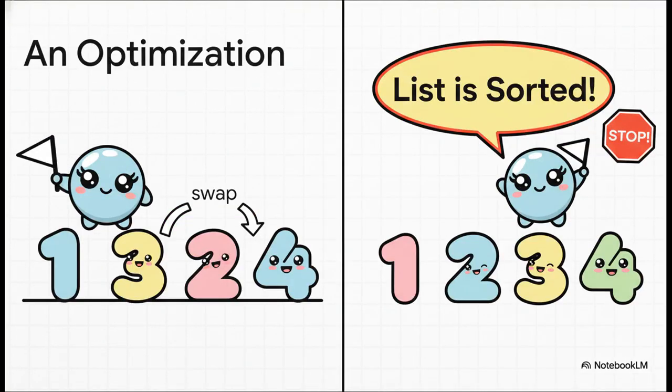So can we make it any smarter? Well, kind of. A really common trick is to add a little flag. Basically, if the algorithm makes a full pass through the list without a single swap, what does that tell you? It tells you everything's already in order. So this flag lets the algorithm realize that and just stop early. It's a huge help if the list is already sorted or close to it. But for a really messy list, it doesn't change a thing. You're still stuck with that massive workload.